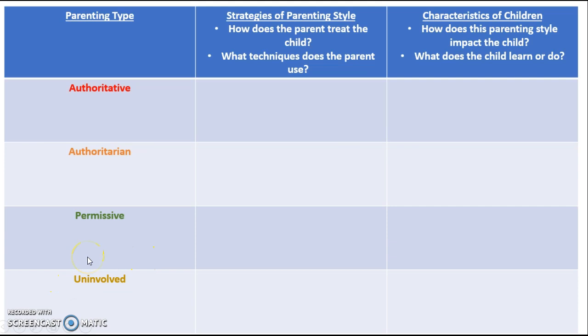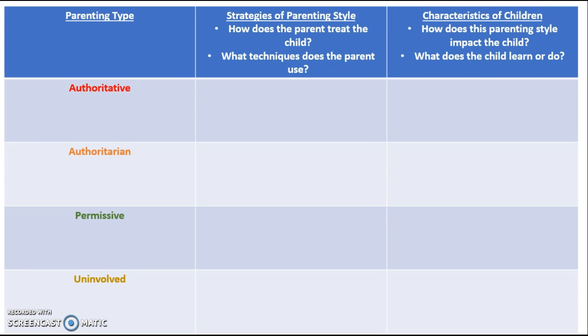So what I'm asking you to do is watch those clips, and they're going to give you some prime examples from those movies, but they're also going to give you details on like little PowerPoint slides about different things that go on as well. So what I'd like you to do for each of these different types of parenting types is include the strategies of the parenting style. So what I'm looking for here is how does the parent treat the child? What techniques does the parent use?